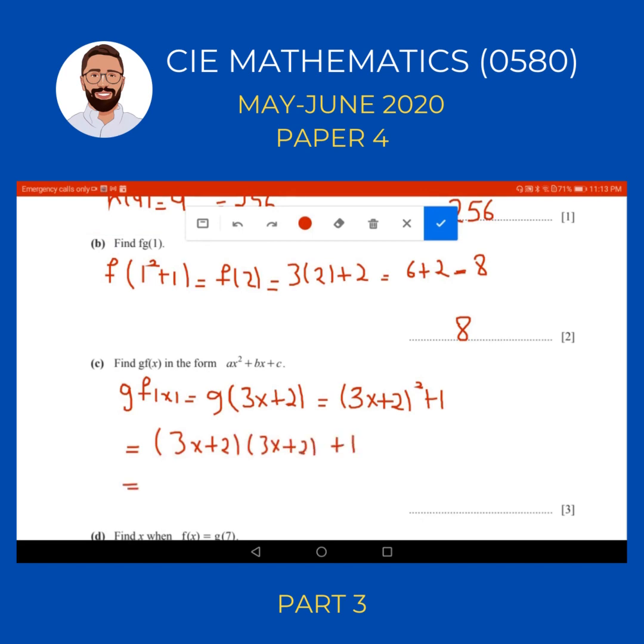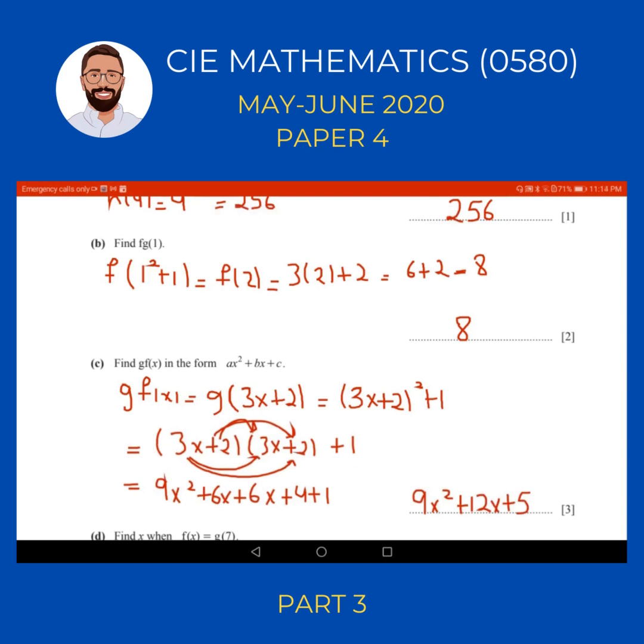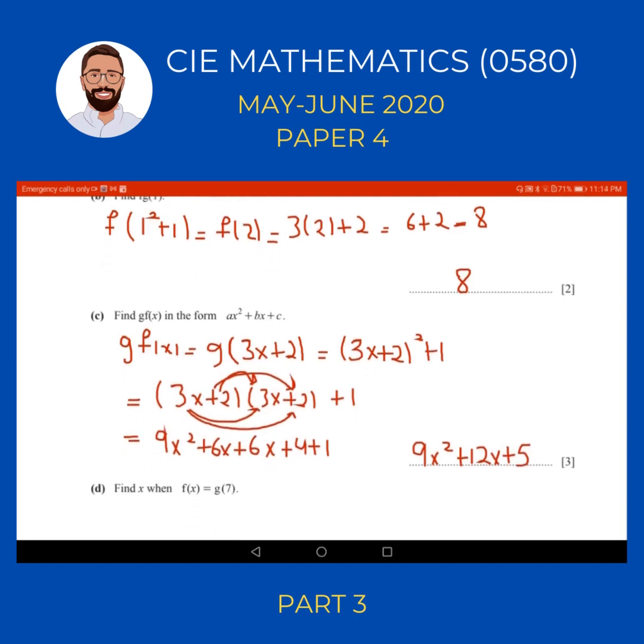So let's expand these two brackets. First I need to multiply 3x times 3x, which is 9x squared. And I need to multiply 3x times 2, which is 6x, plus 2 times 3x, which is 6x, plus 2 times 2, which is 4, plus 1. So the answer is 9x squared, 6x plus 6x is 12x, and 4 plus 1 is equal to 5. So that's the function gf of x.